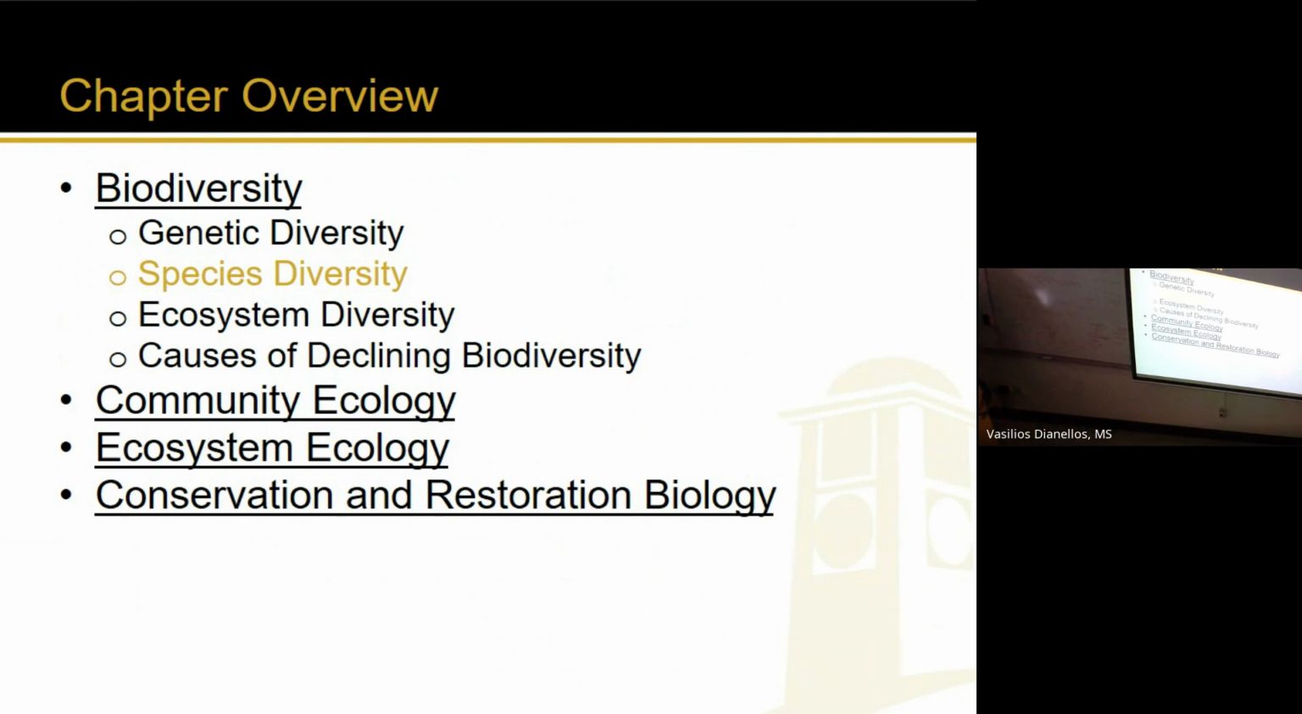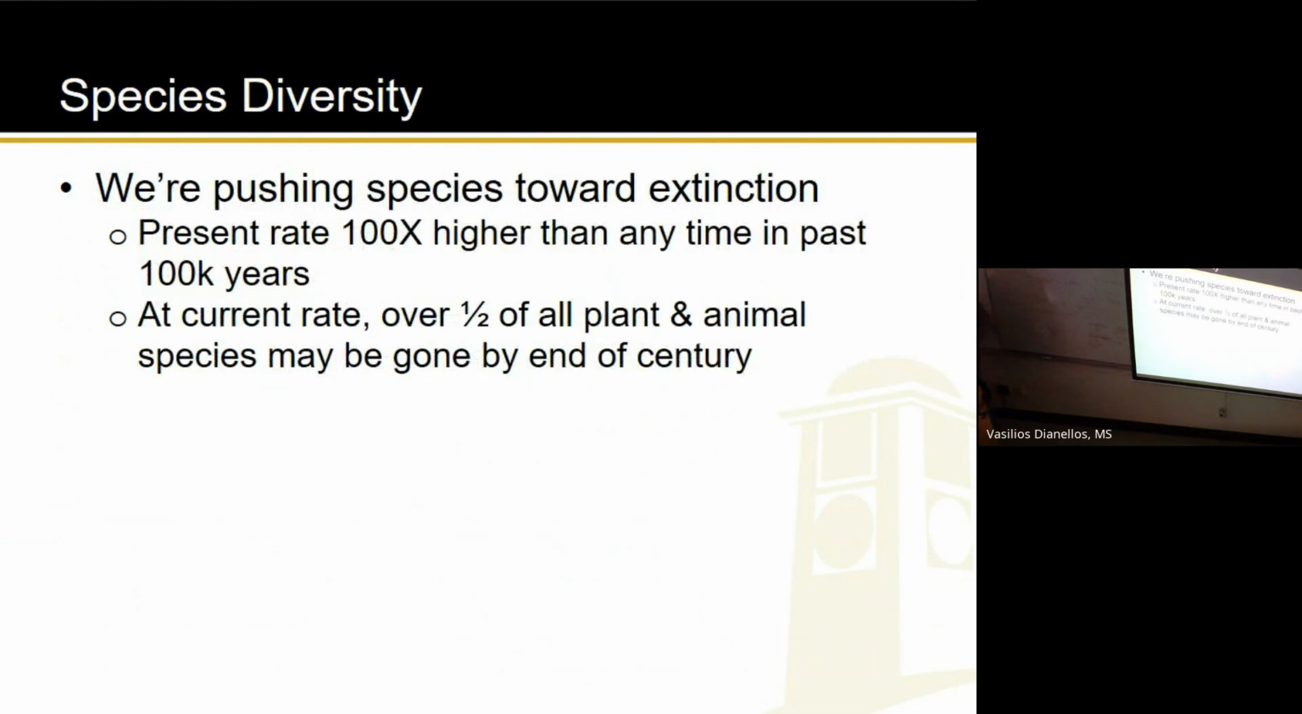So we're moving past genetic diversity and talking about species diversity. This is pretty simple. Species diversity is just the number of species on Earth, right? And your book, or at least your old textbook, I don't remember which one, mentions that we're pushing species toward extinction at a much higher rate than we have in a long time, right?